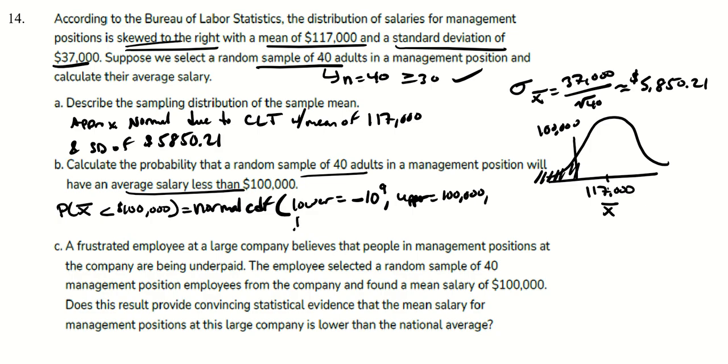Then the mean is 117,000. Standard deviation is 5,850.21. All right, and so when you do this, you should get a really small number, 0.0018.